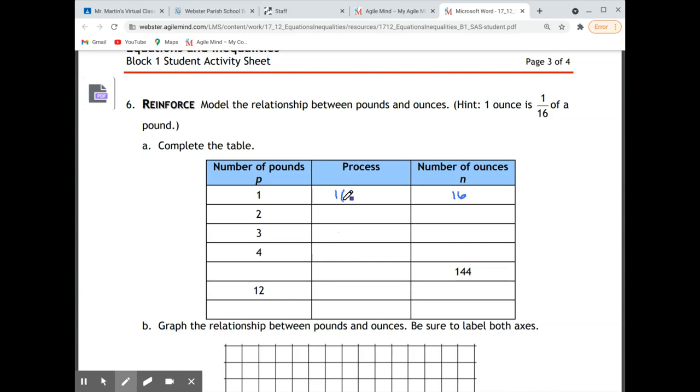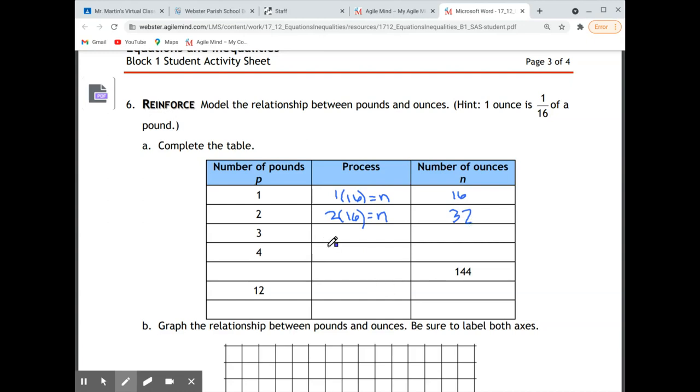I think that works. 1 times 16 would be 16, right? Yes. Okay. So how would we find the next one? 2 times 16. So what would that be? 32. Good.